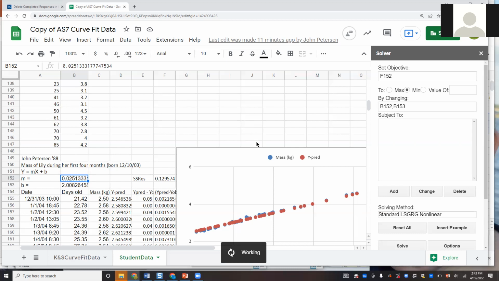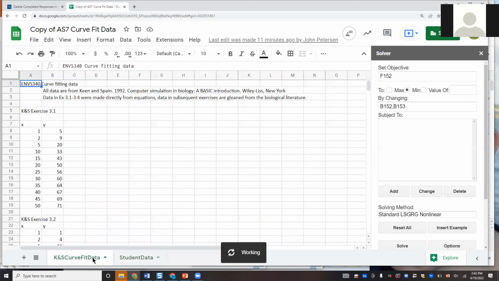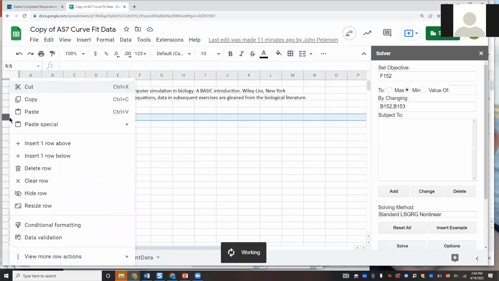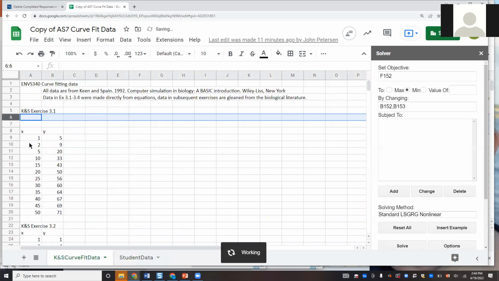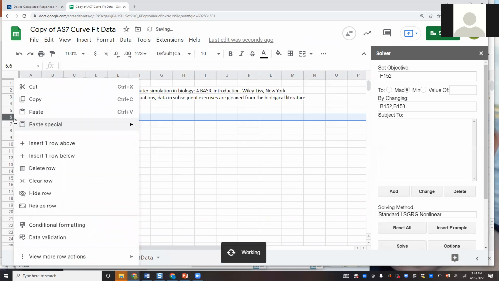All right, what I want to do now is show you, okay, so we just did a linear thing. Like I say, you could have just asked a cell to do that, but what if you have a nonlinear equation that's not built into Google Sheets? Let's go over to this first worksheet, KNS curve fitting data. And I want you to imagine that these data, I'm inserting a couple of rows above.